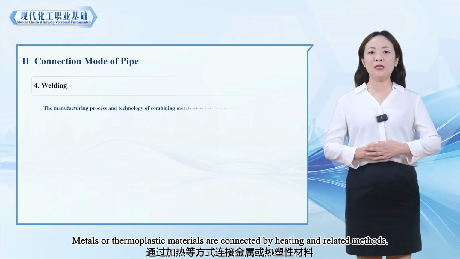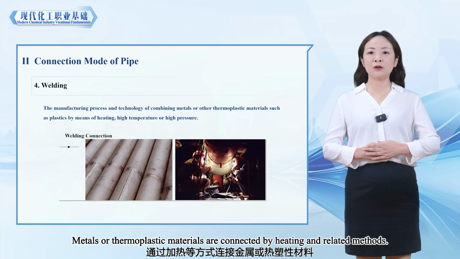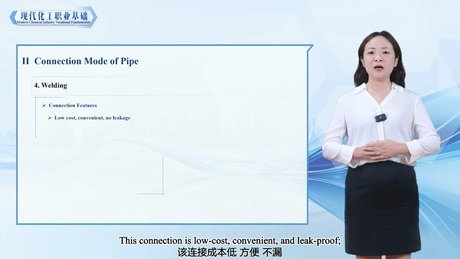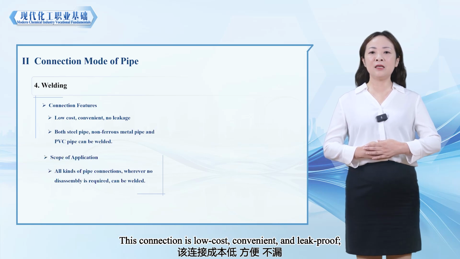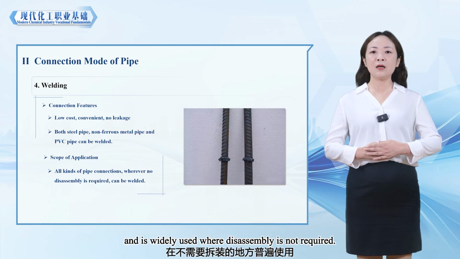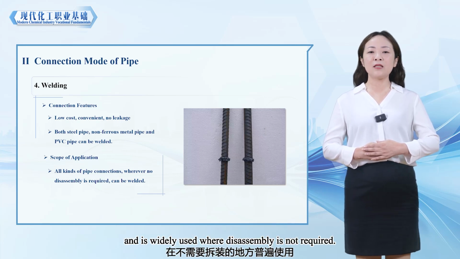4. Welding. Metals or thermoplastic materials are connected by heating and related methods. This connection is low-cost, convenient, and leak-proof. It is suitable for pipes of various sizes and is widely used where disassembly is not required.